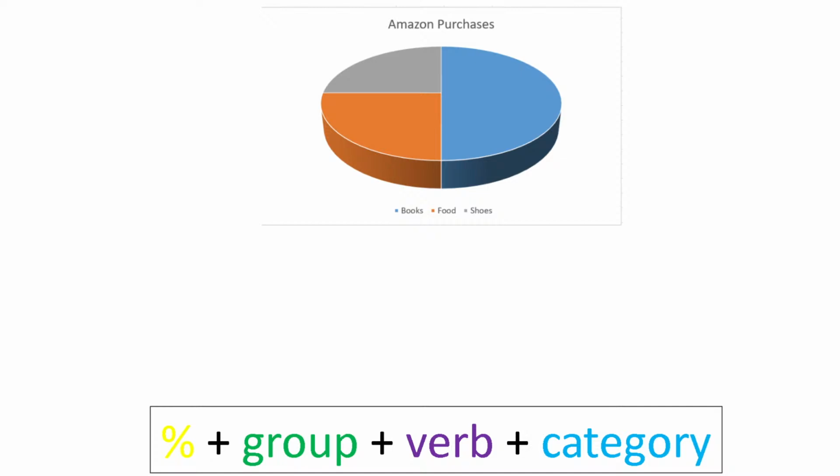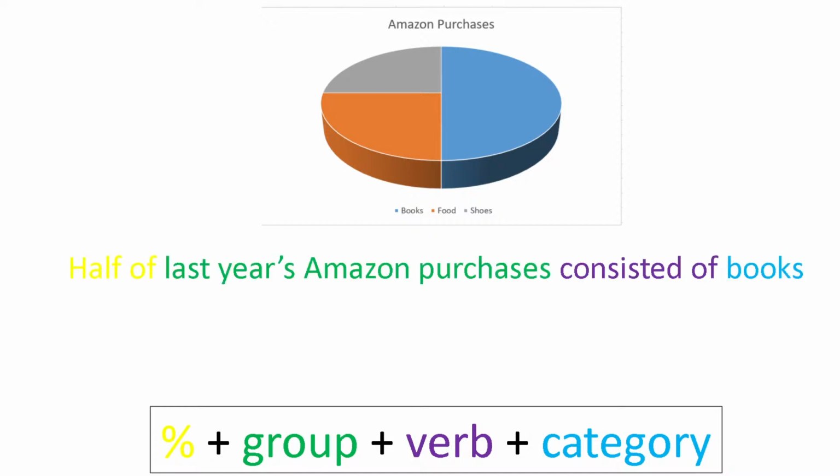Okay, so another example of this. So here you can see again the pie chart is split into 3, but it's a slightly different sort of fraction of the way we've split it here. Okay, so why don't we talk about any one of these? So these are Amazon purchases, and we've got books, we've got food, and we've got shoes. Okay, so one example we could have is this. Half of last year's Amazon purchases consisted of books.